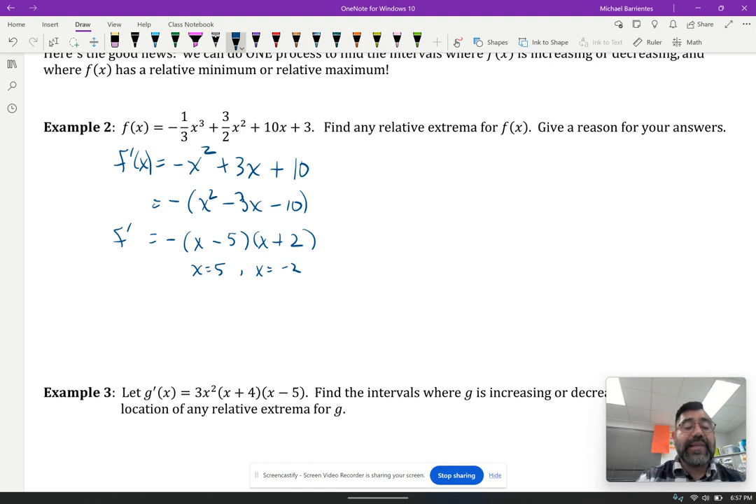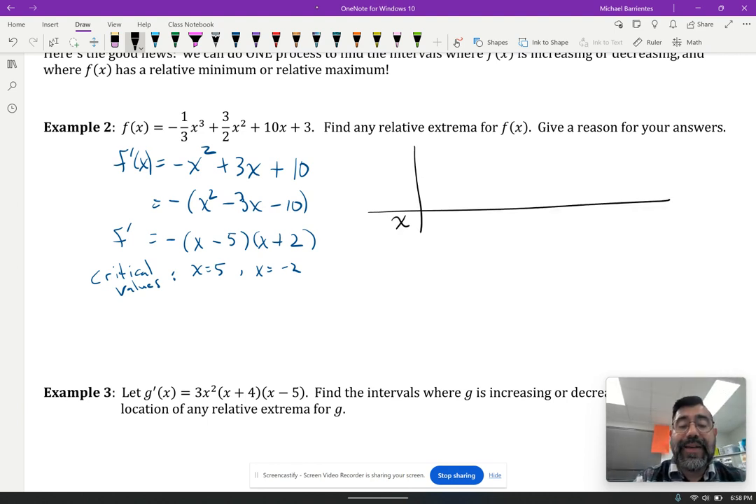Those are the only place I'm going to label them critical values. Those are the only x values that make the derivative equal to 0. And there are no x values that make the derivative undefined. So I think I'm ready to build my sign chart. So when I go to my sign chart, here's my x values. I'm going to go ahead and label the x values that I just found.